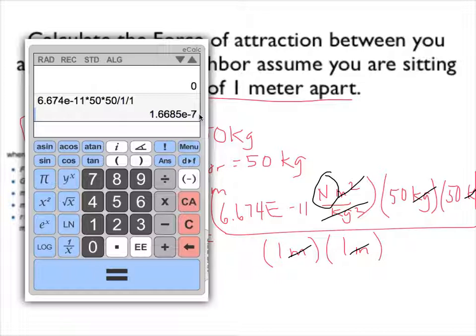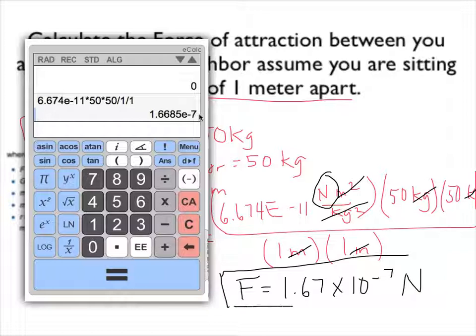So the answer to our question, the force of attraction between you and your neighbor, which is sitting 1 meter away from you, is 1.67 times 10 to the negative 7th newtons. It's important we don't forget to include the units in our answer.